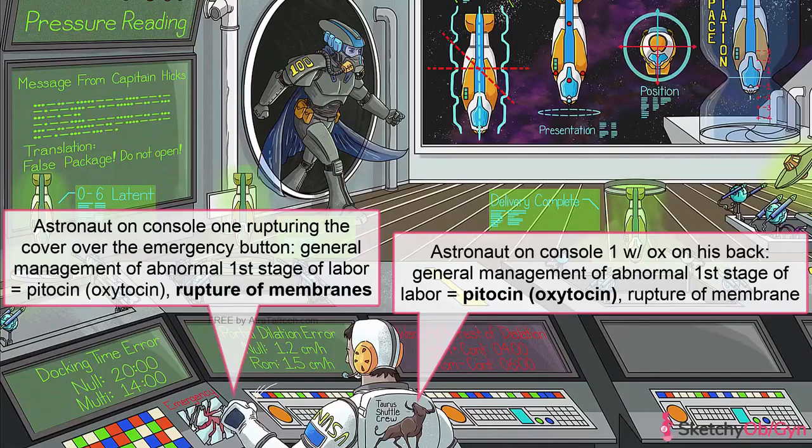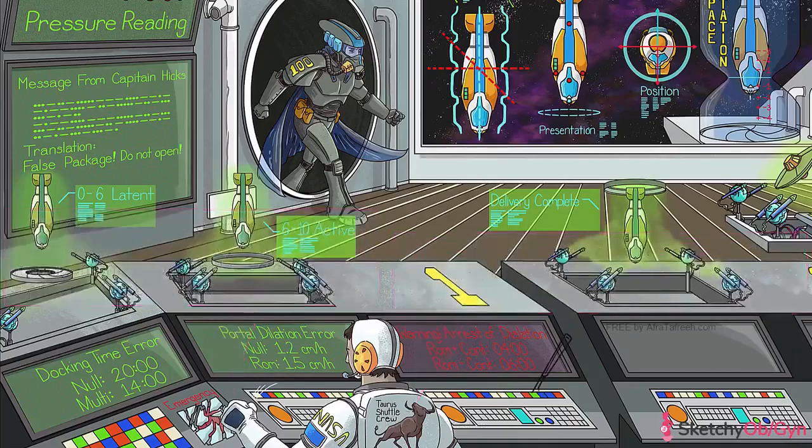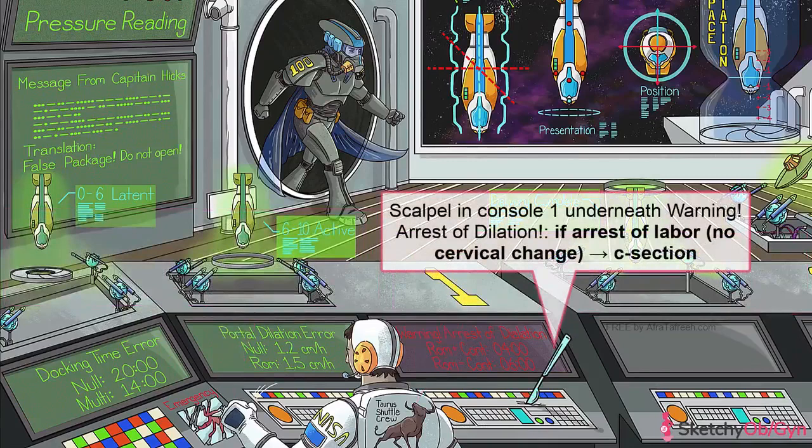We'll remind you of these interventions with this astronaut at console 1 rupturing the glass over the emergency button, and hey, he's got an ox on his back to remind you of oxytocin too. If the patient's labor truly arrests and she's stopped making any cervical change, it may be necessary to deliver the fetus via C-section, symbolized by the scalpel jammed into console 1. Okay, so if your patient makes it past the first stage and she's 10 centimeters dilated, is she in the clear yet? Not quite. There are also abnormalities of the second stage.